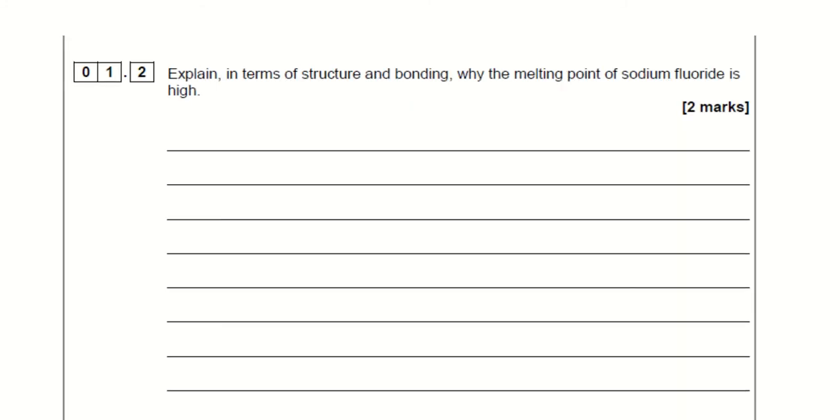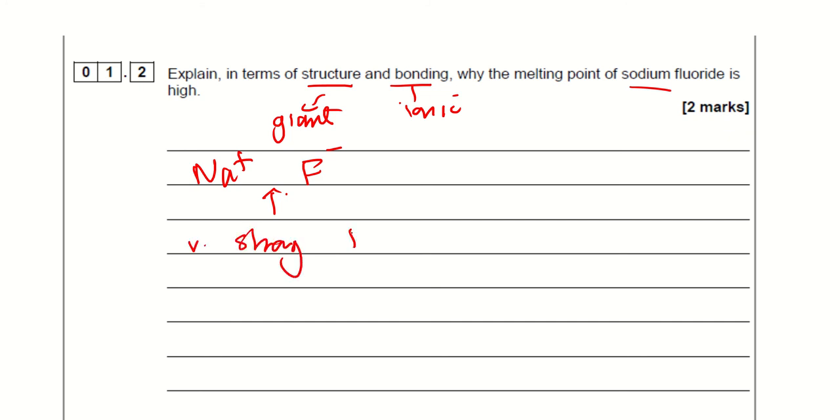Right, second one we had to explain in terms of structure and bonding, so you must refer to those, why the melting point of sodium fluoride is high. Okay, so sodium fluoride, first thing about structure and bonding is that bonding is ionic, okay, and the structure is a giant lattice, okay. And what is it about that that means it has a high melting point? Well, you have got very strong, and I'm just going to write shorthand here, ES, electrostatic attractions.